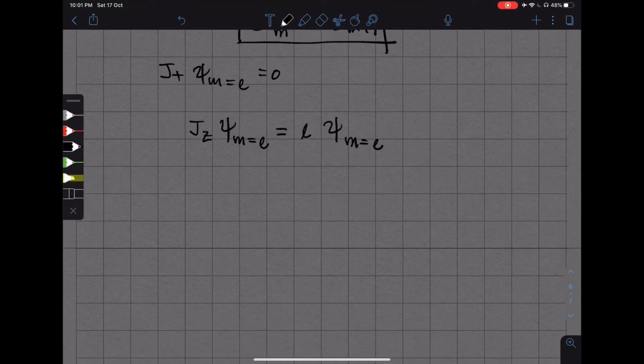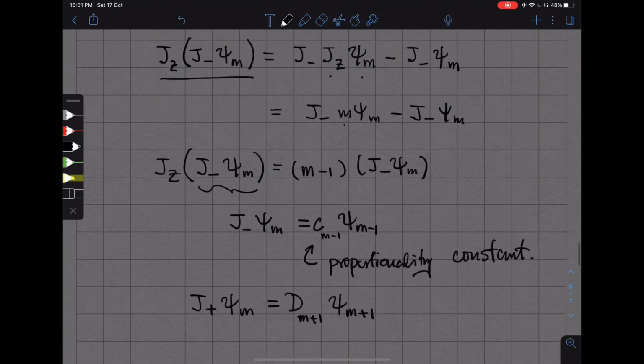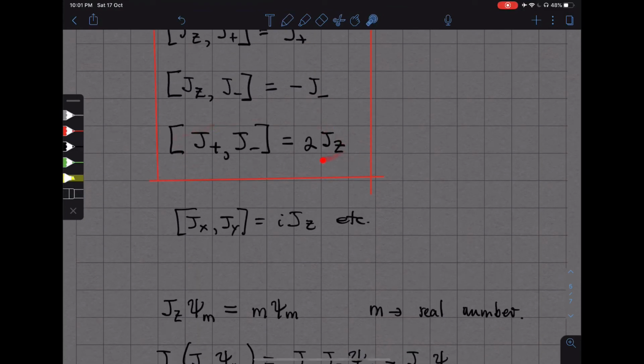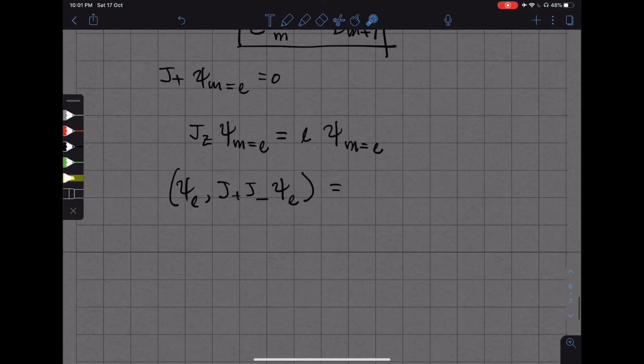Now if I take this vector and apply on it J plus and J minus, so I'm just going to denote this wave function by psi L, and take the inner product with psi L, then what we can do is use this commutation relationship and rewrite this thing on the right-hand side as psi L, J minus J plus plus 2 J3 acting on psi L.